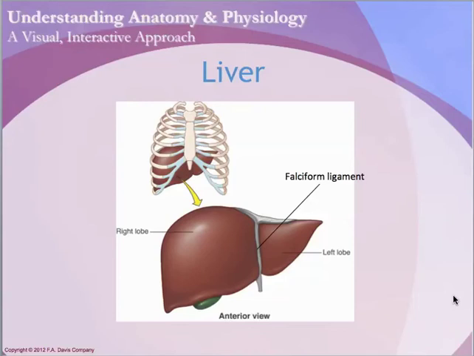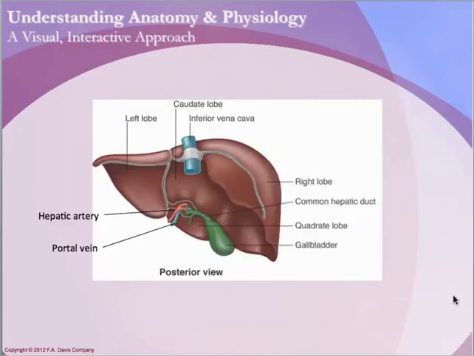It has 4 lobes. The right and left are visible from the anterior view. They're separated by the falciform ligament, which serves to anchor the liver to the abdominal wall. The other 2 lobes, the caudate lobe near the inferior vena cava and the quadrate lobe next to the gallbladder, are visible from the posterior view.